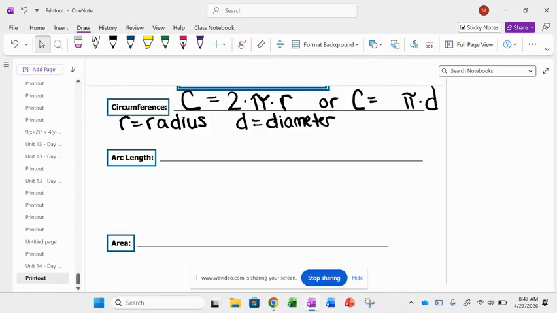All right, so now when we talk about arc length, remember an arc we talked about was a pathway between 2 points on a circle.